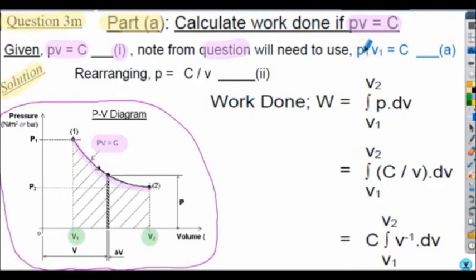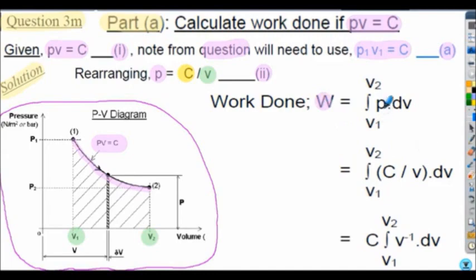We will ultimately need to use the relationship P1 V1 is equal to C. Call that equation A, again for reference. So to commence the solution, the first thing we need to do is to find P as a function of V. So rearranging equation 1, P is equal to constant C divided by volume V, that's equation 2 for reference. So now we can calculate the work done.